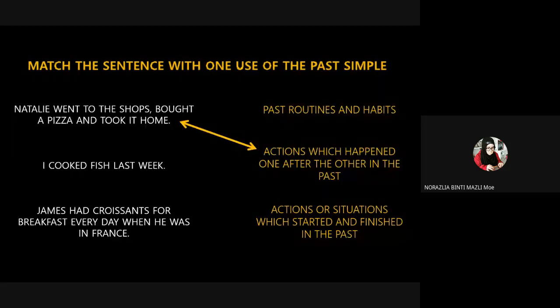Okay, why? Sebab if you look at the sentence there, you can see there are 3 actions there. Natalie went to the shops, 1. Number 2, Natalie bought a pizza. Number 3, Natalie took it home. So actually there are 3 actions there. So that's why actions which happen one after the other. Okay, so that's why number 1, the answer is action which happen one after the other. Now number 2. Number 2 is very simple.